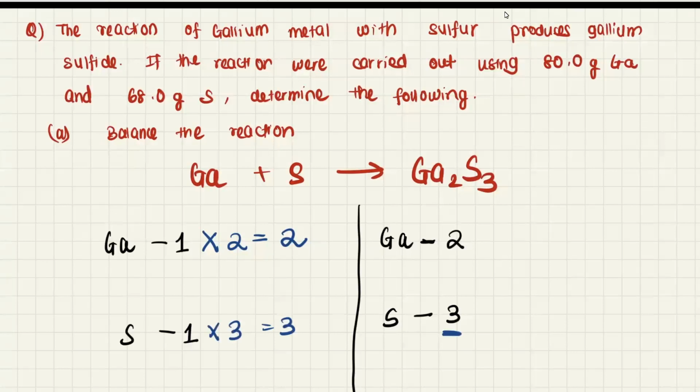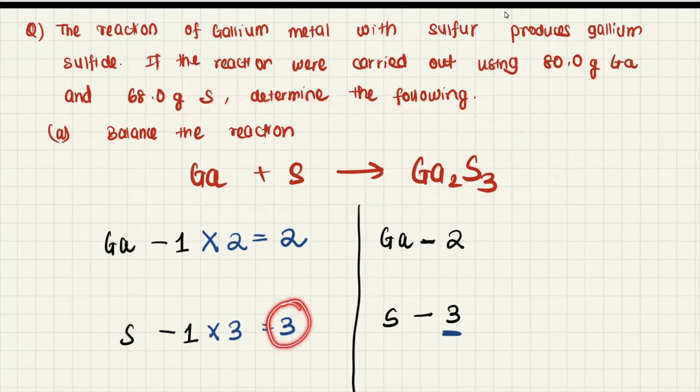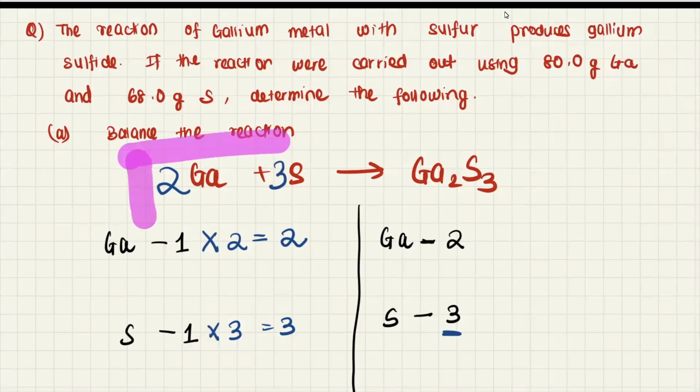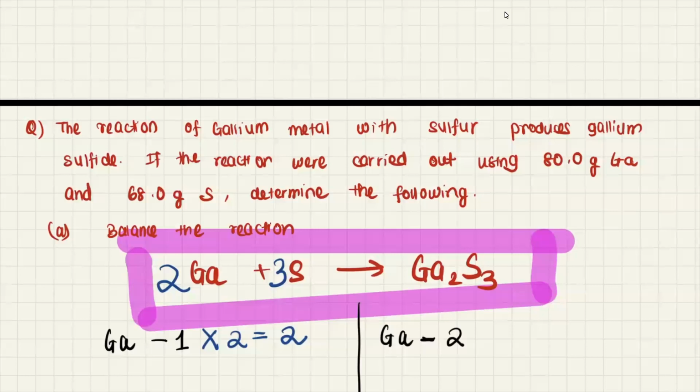Then we need to write down the balanced equation here. We do not write the products, no, we write what they were multiplied with. So gallium was multiplied with 2, so you are going to write 2 in front of gallium, while sulfur was multiplied with 3, so you want to write 3 in front of sulfur. So this is our balanced chemical equation. Okay, now coming to the second question.